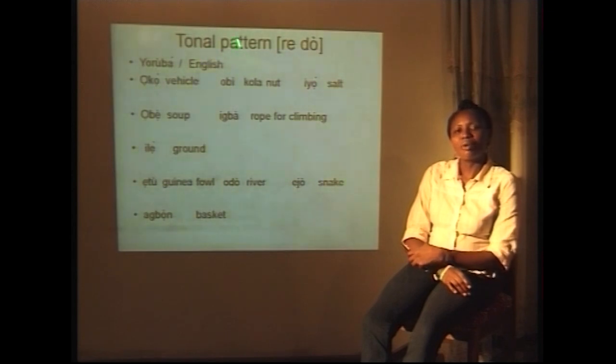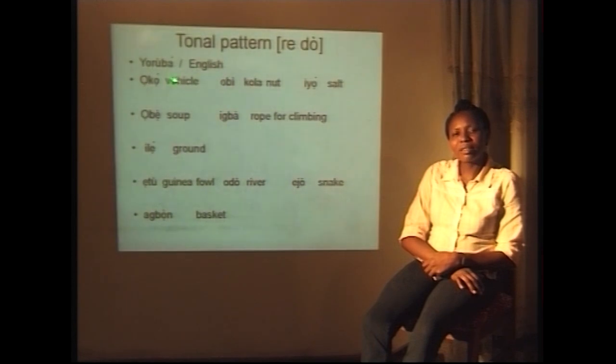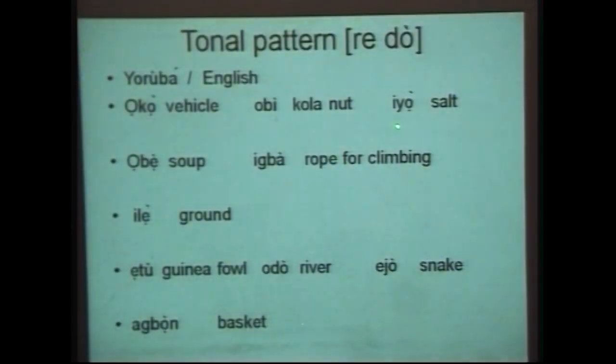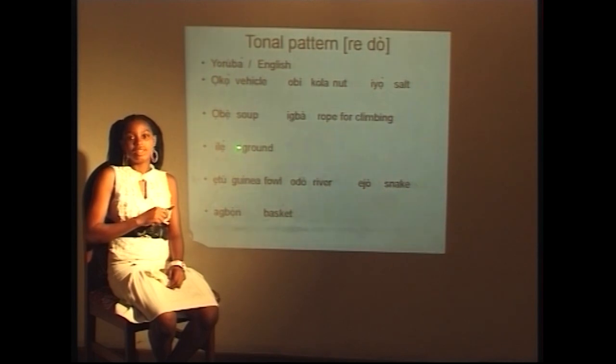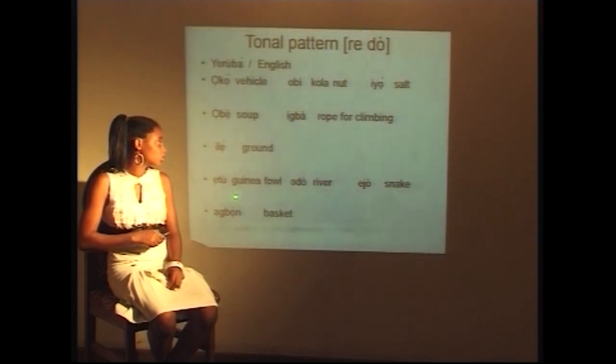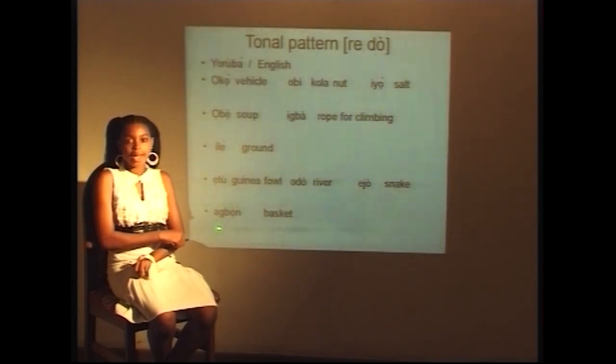Tonal pattern. Redo. Yoruba and English. Redo, oko, vehicle. Redo, obi, kola nut. Redo, iyo, salt. Redo, obe, soap. Redo, igba, rope for climbing. Redo, ile, ground. Redo, etu, guinea fowl. Redo, odo, river. Redo, ejo, snake. Redo, agbon, basket.